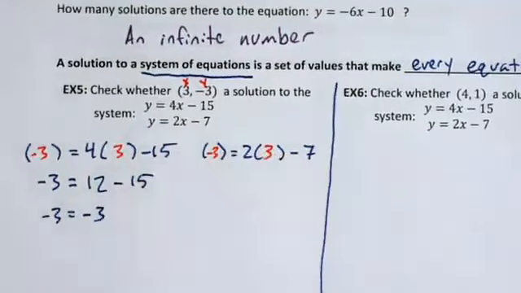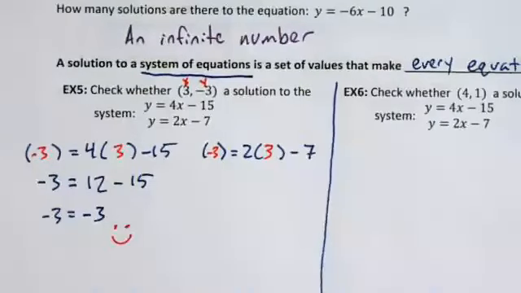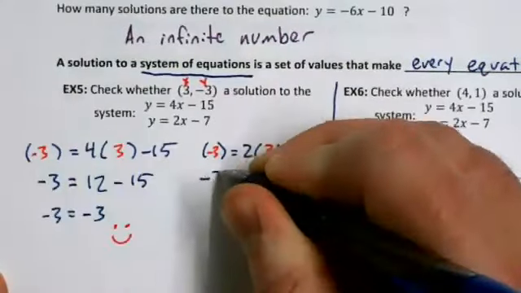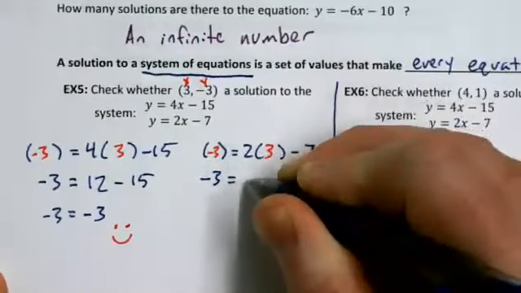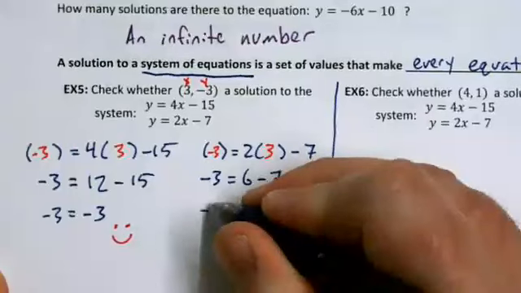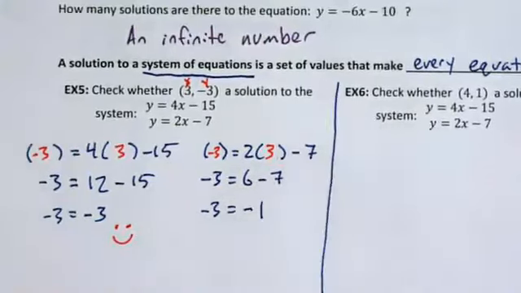Hey, that one works. Does the other one work? -3 equals 2 times 3 is 6. 6 minus 7.